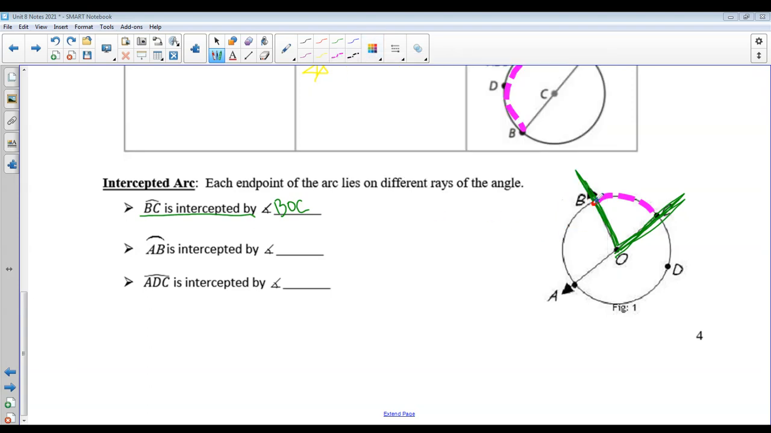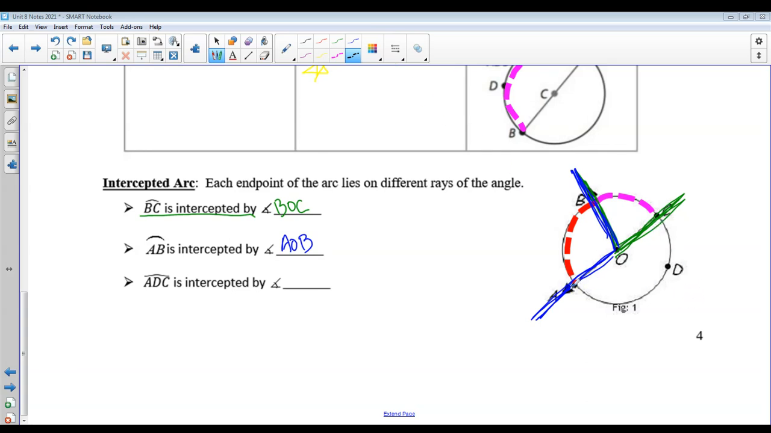So arc AB right here. So there's arc AB. Arc AB is being cut into by this angle, so angle AOB. All right, guys, so hopefully you're following me along here.